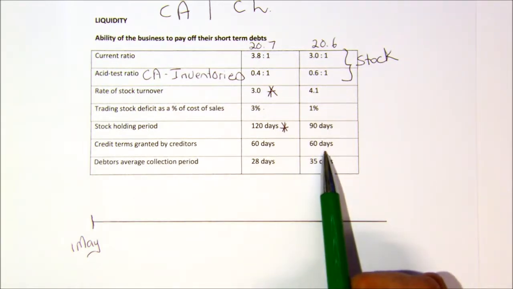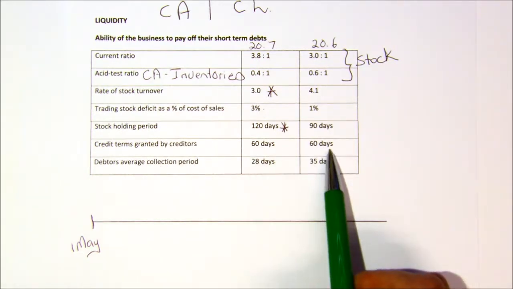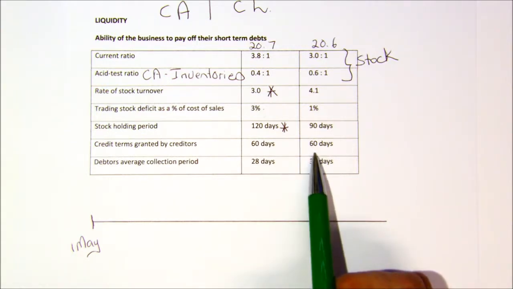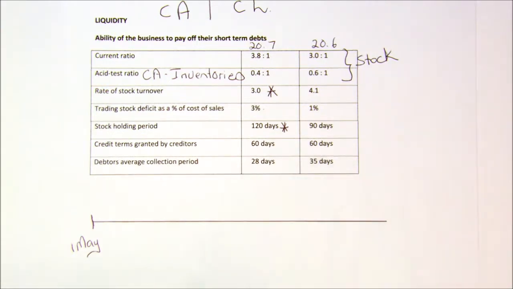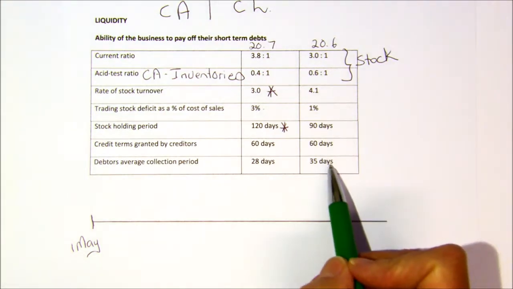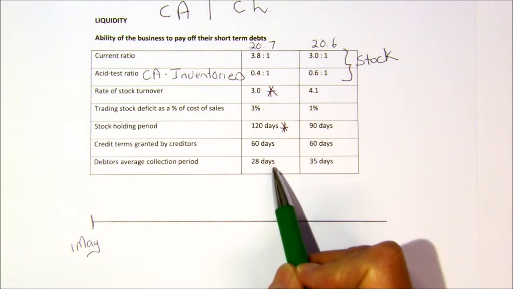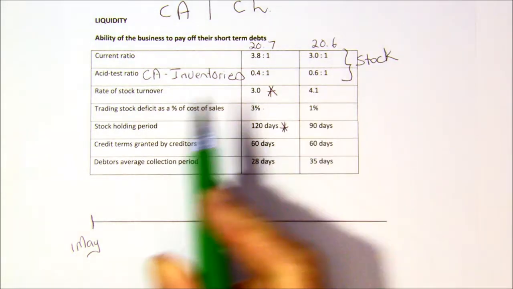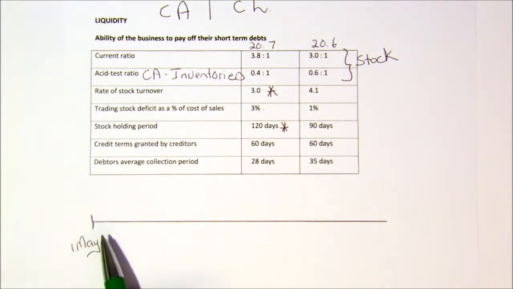Your creditors, the people you buy from, you're paying them in 60 days. So that's probably the credit terms that they allow, and you're sticking to it. Whereas your debtors, normally given 30 days, you actually are receiving the money in slightly shorter time. So that's actually better. But now, to summarize all of this, I'm going to put this onto a timeline.